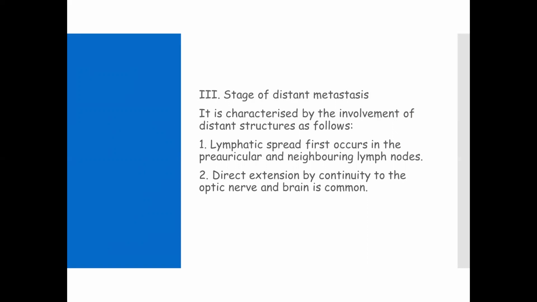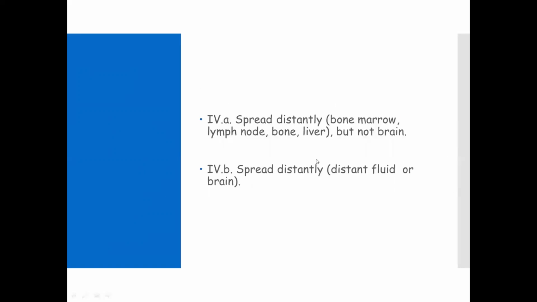Under this one, different literature have said different things. Some put the classification at stage 3, others at stage 4. How they put it is, stage 3 is this lymphatic spread, and stage 4 is whereby it moves to distant organs. So other literature adds this stage 4 here, whereby it spreads distantly to the bone marrow, lymph node, bone, liver, but not the brain. Then 4b is whereby it affects the brain.